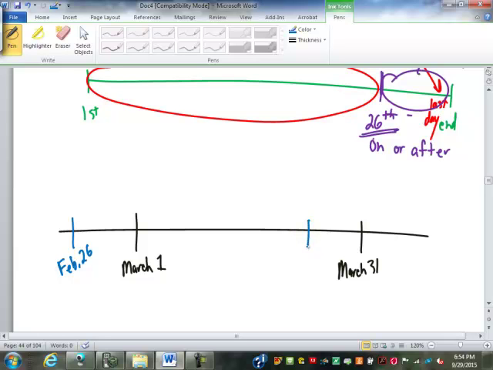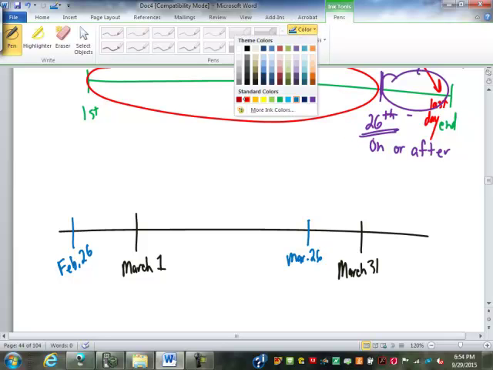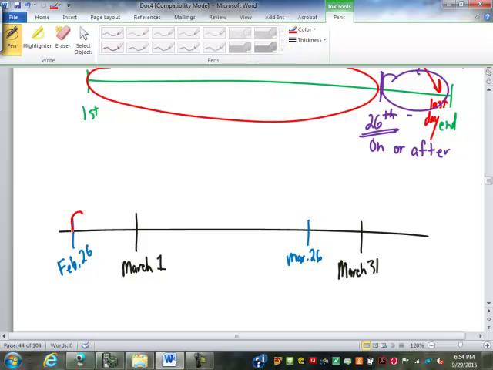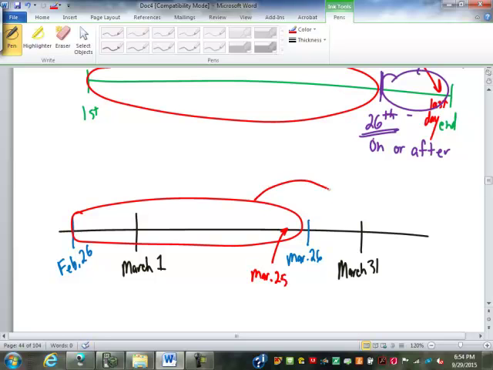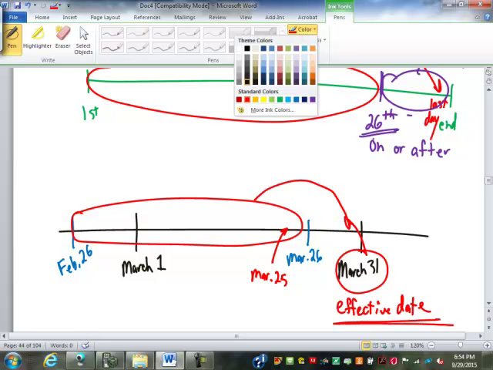And it's going to go to March 26th. All invoices generated on the February 26th up through March 25th, technically is the last day, are going to get processed on the last day of March, March 31st. So their effective invoice date is going to be March 31st. Does that make sense?